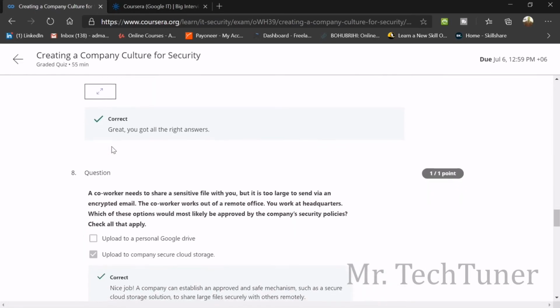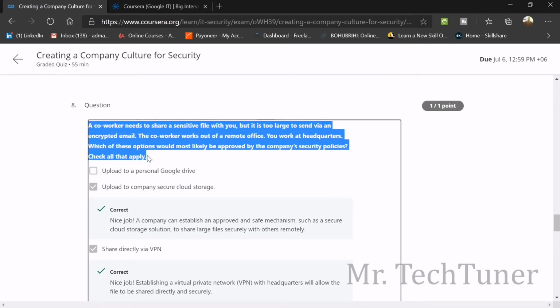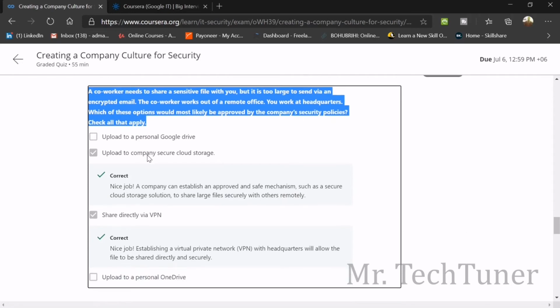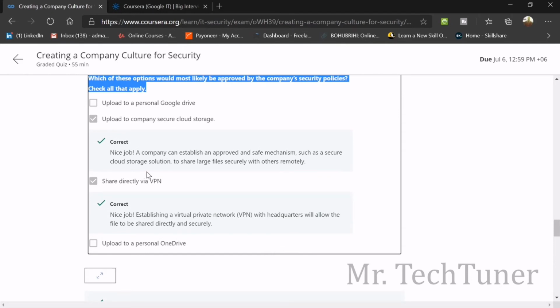Okay. A co-worker needs to share a sensitive file with you, but it's too large to send via an encrypted email. The co-worker works out of a remote office. You work at headquarters. Which of these options would be most likely approved by the company's security policies? You can upload it to a company secure cloud storage, or you can share it directly via VPN.